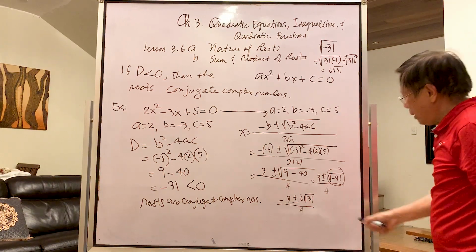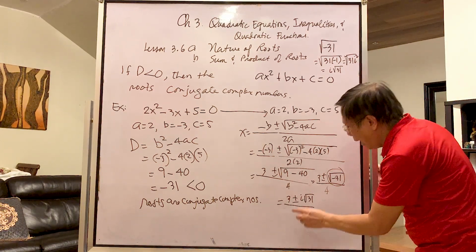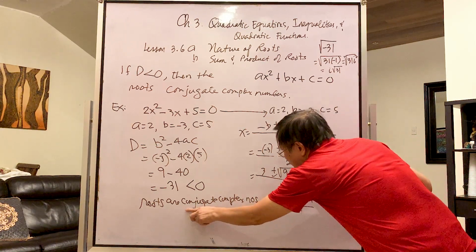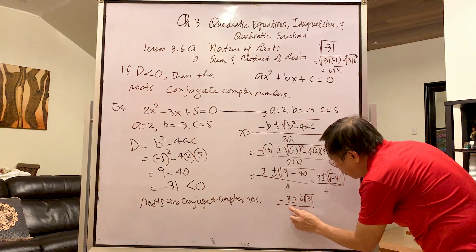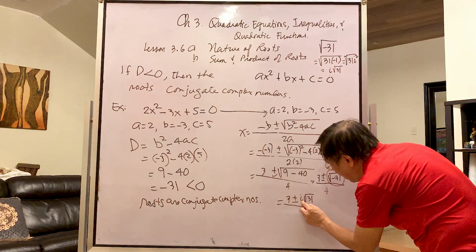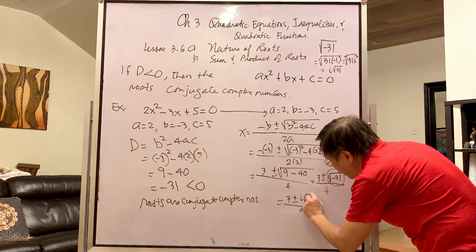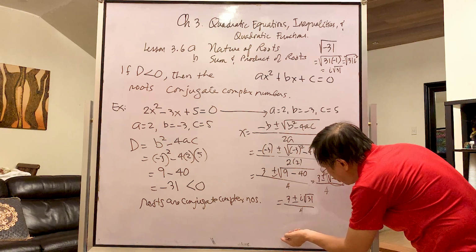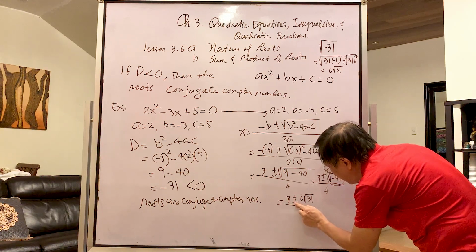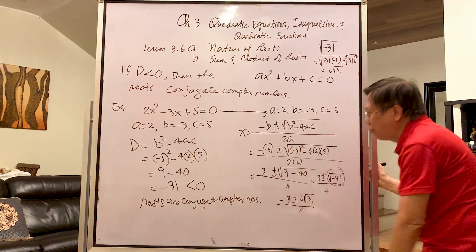Now, what kind of roots do we have here? We have conjugate complex numbers. Conjugate means if we have 3 plus i square root of 31, then its conjugate should also be a root, which is 3 minus i square root of 31 over 4.